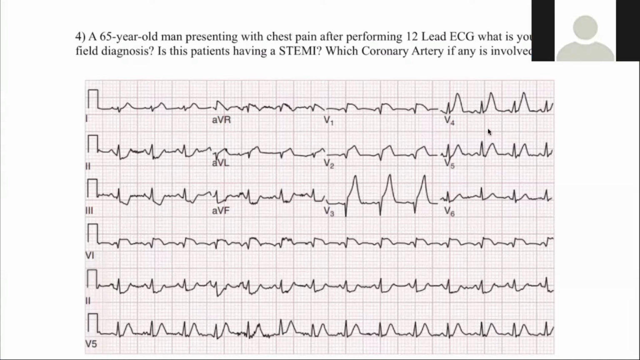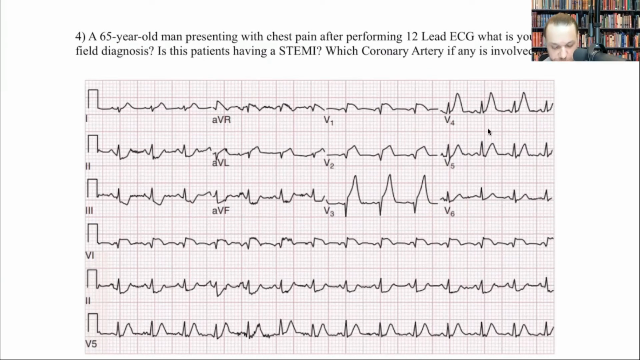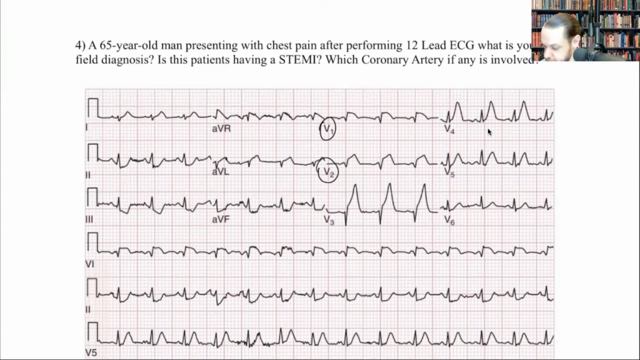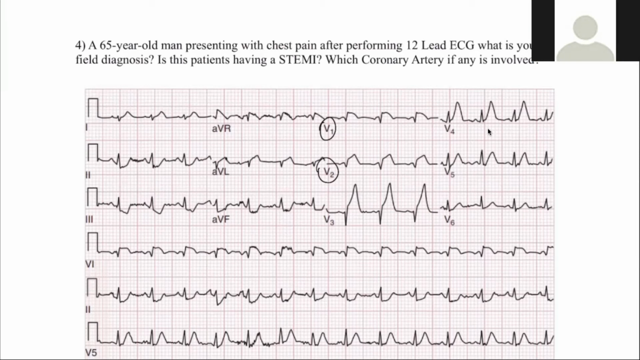All right, I'll give this a try. So I see elevation in V1. Can you read the question first, please? Oh, yeah, for sure. A 65-year-old man presenting with chest pain, after performing a 12 lead ECG, what is your field diagnosis? Is this patient having a STEMI? Which coronary artery, if any, is involved? So it looks like V1 and V2, which would be the septal wall. Okay, with the left anterior descending artery. Okay.